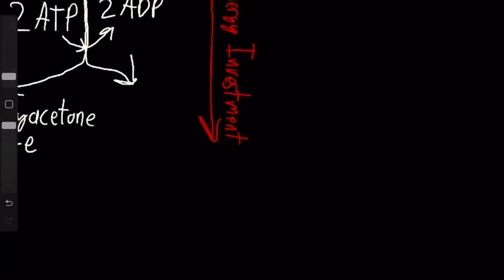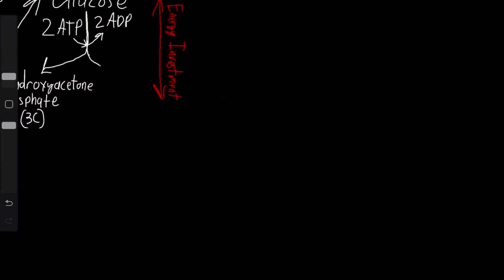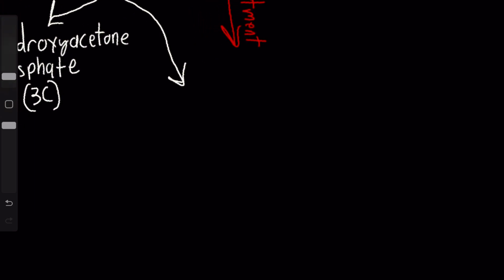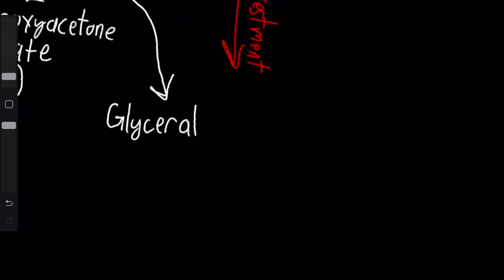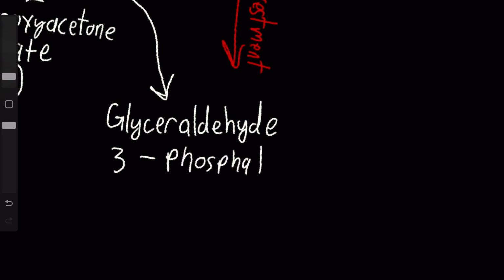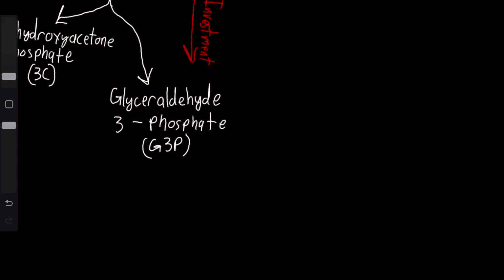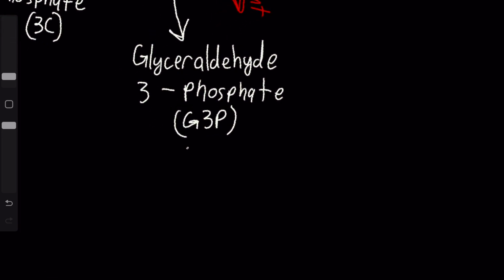Same with this next one, which I'm going to drop down to here. The next one you can call G3P, but the full name is glyceraldehyde 3-phosphate, or you can call it G3P. And this also has 3 carbons.